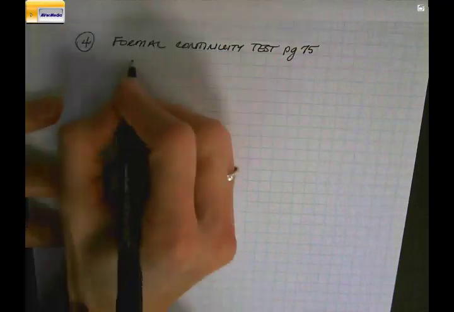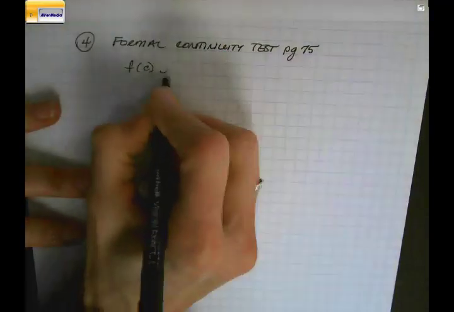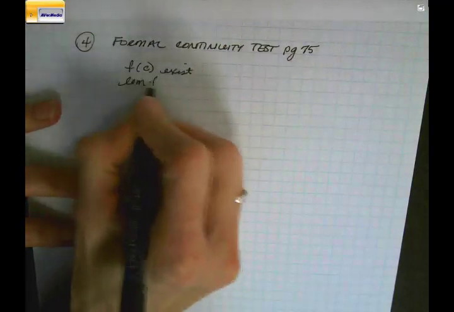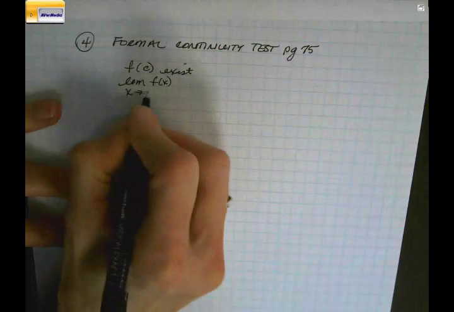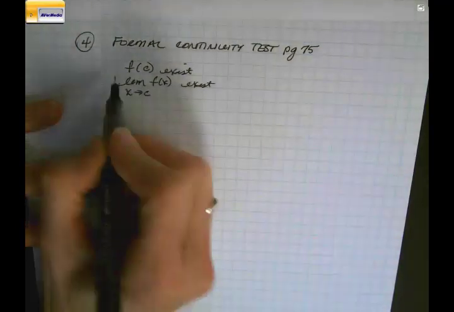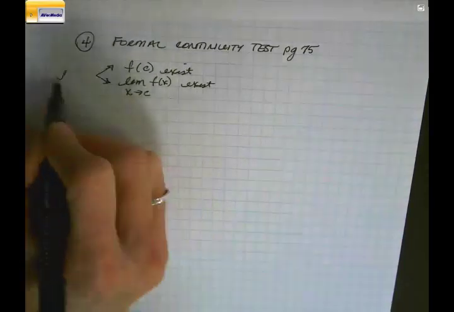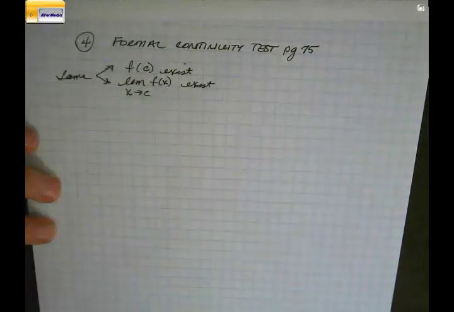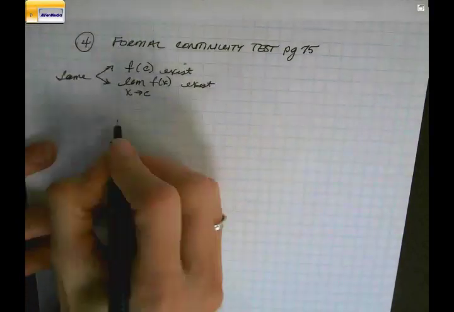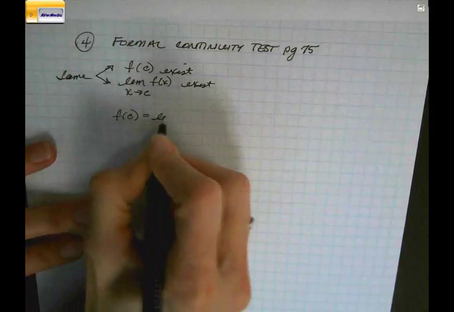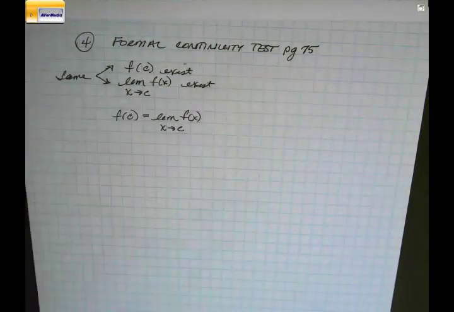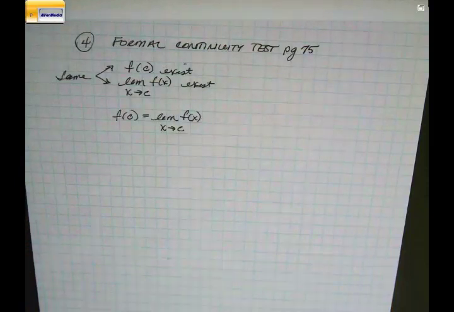So the three things are that f at the point, the function value at the point, has to exist. The limit of the function where x is approaching that c value better exist, and these two guys better be the same. They better equal each other. To write that down would be to say that f of c equals the limit of f of x as x is approaching c. That's the statement. They better be the same.